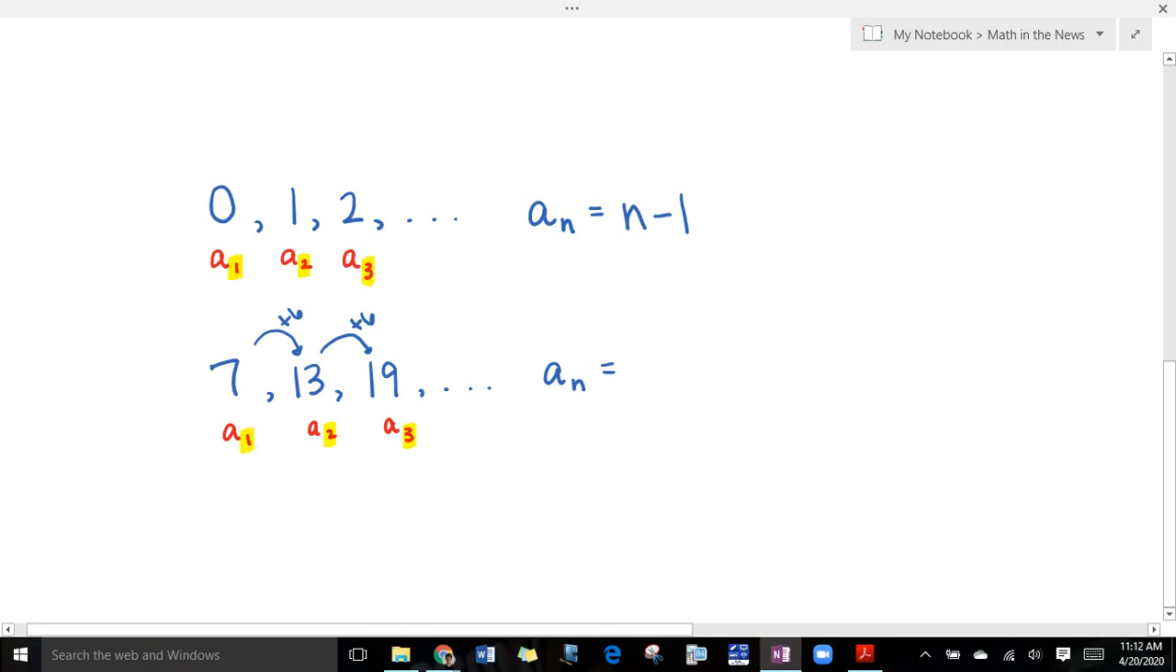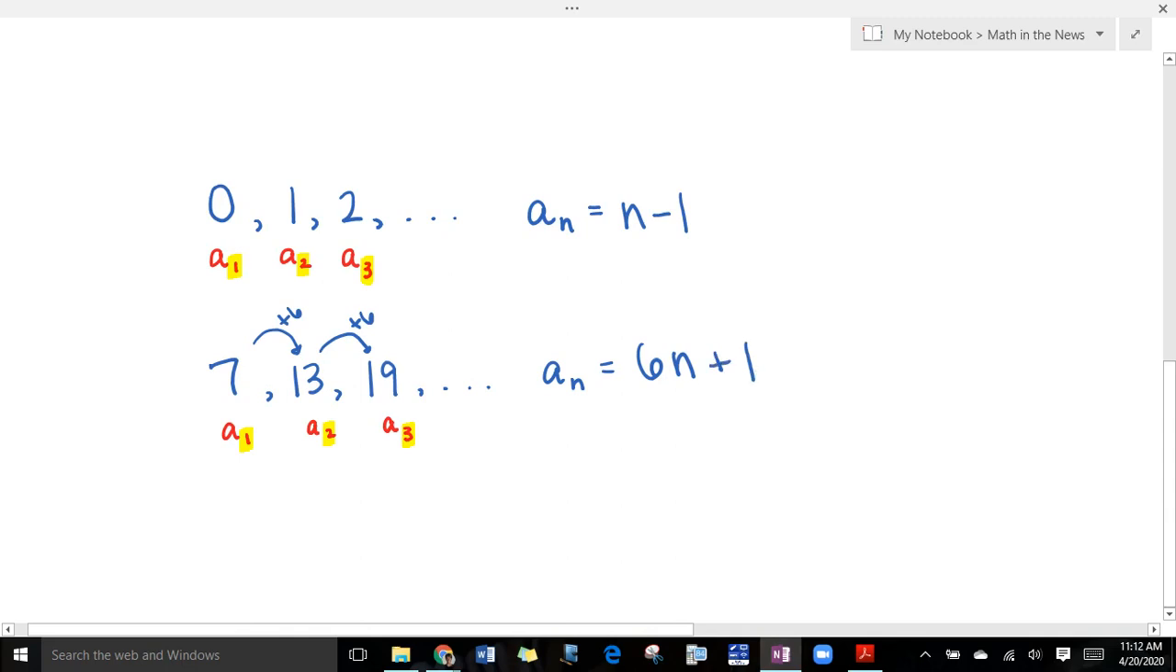Okay, and that's 7. Does it work again? If I do 2 times 6, that's 12, and then I add 1. Okay, it worked for the second time. And 3 times 6 plus 1 makes 19. And if it works for all 3 of those terms, I can be pretty much assured that it's going to work for the whole sequence.